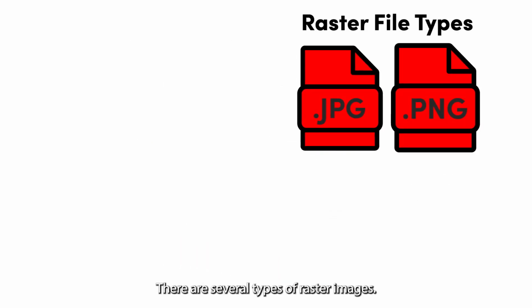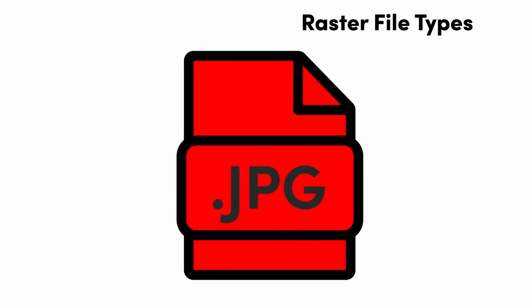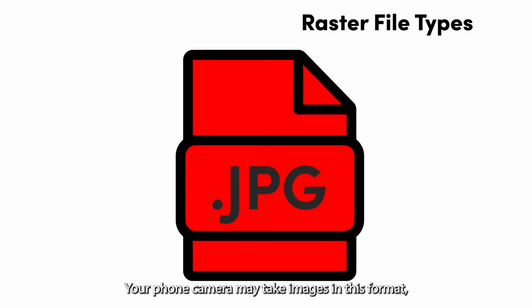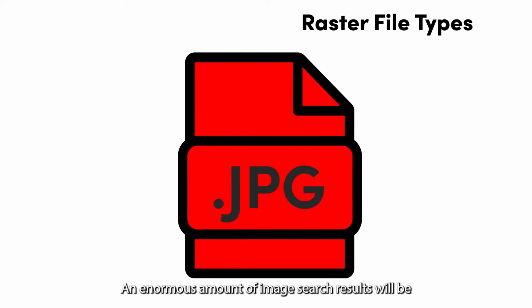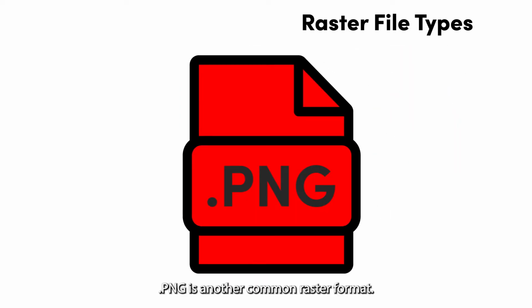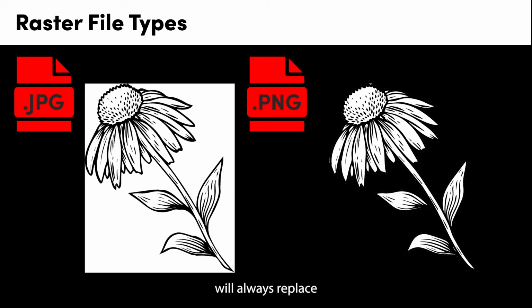There are several types of raster images. We'll mention the most common ones. .jpeg is an extremely widely used raster image format. Your phone camera may take images in this format. Raster drawing and painting programs may also save images in this format. An enormous amount of image search results will be .jpeg. .png is another common raster format. The difference it has from a JPEG is that it can save a background as transparent. By comparison, a JPEG will always replace a transparent background with the color white.